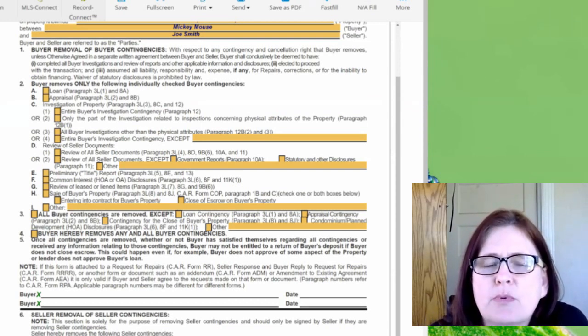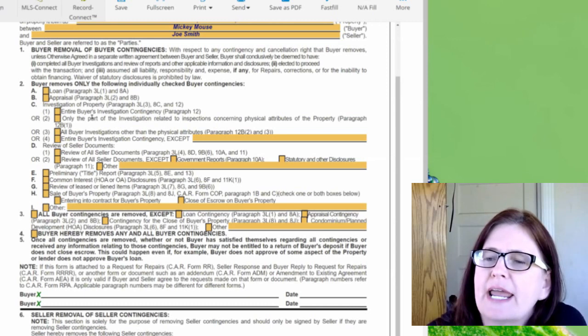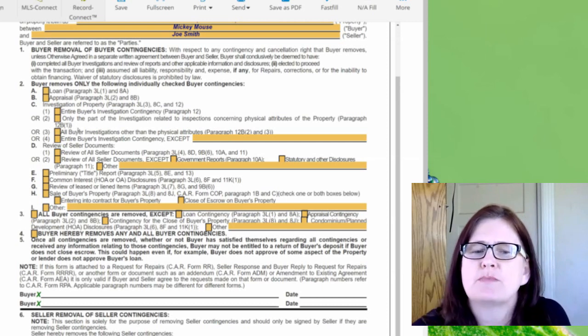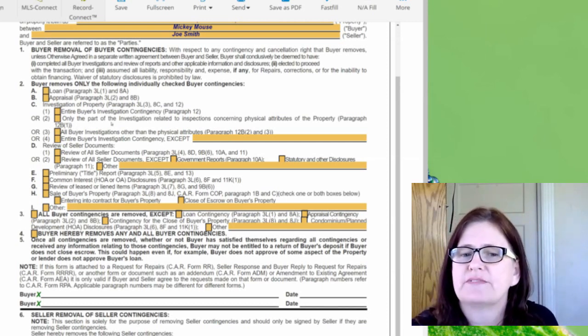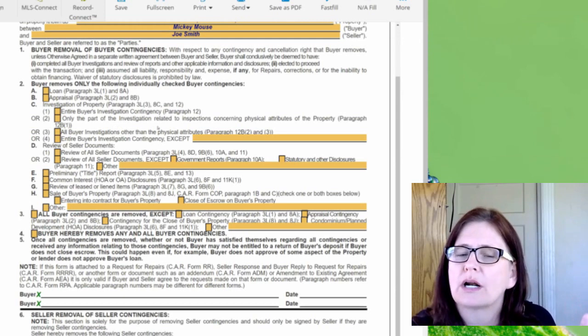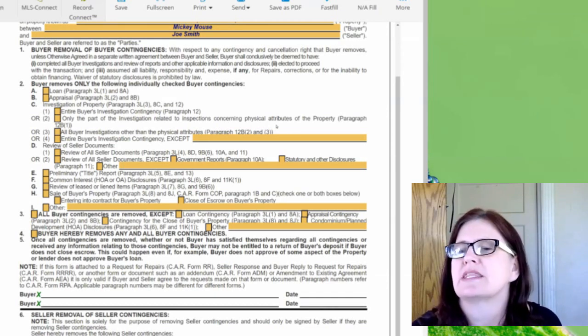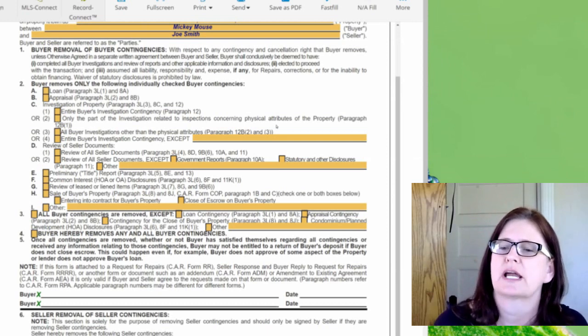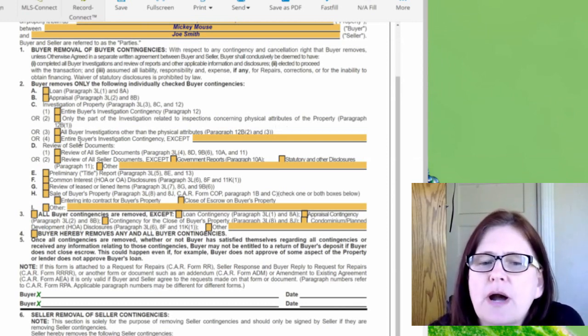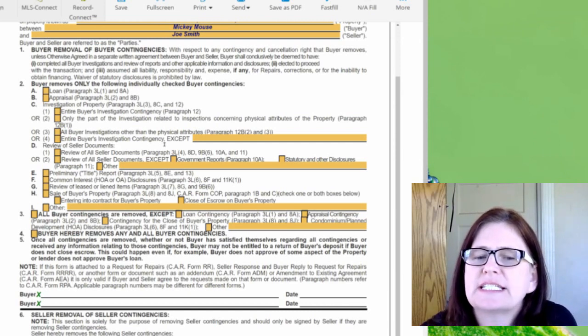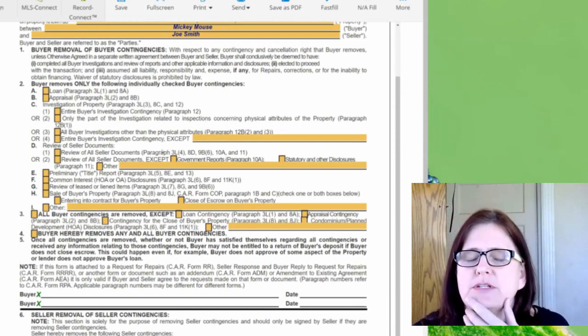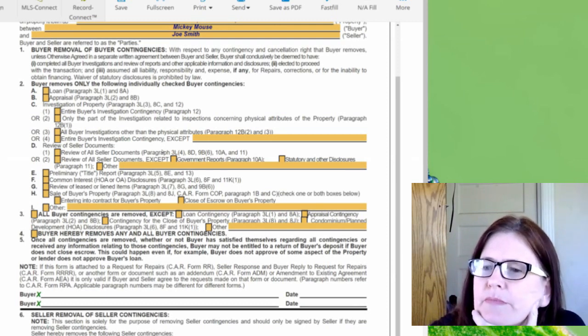But one of the things that I want to point out is 2C, the investigation of property, right? So this is your inspection contingency. We have the option of removing the entire buyer's investigation contingency, or there's the part that concerns only the physical attributes of the property, which is what my brain goes to when I think inspection. I'm thinking of the physical things, right? But there's also the investigations other than physical. Do you guys know what those would be? Some of those would be?